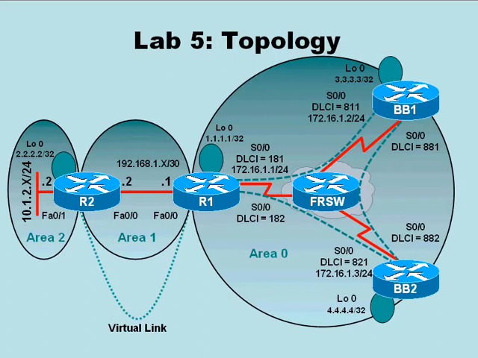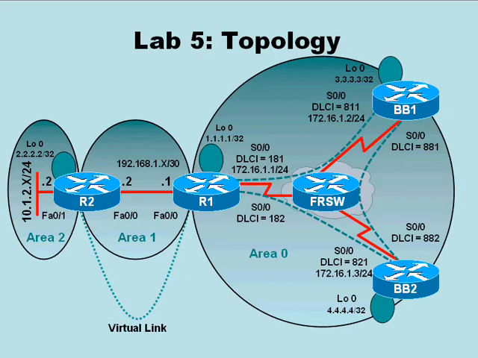Everybody is a member of the 172.16.1.0/24 IP address space. Previously, we had one network between R1 and BB1, and another network between R1 and BB2, and a third network between BB1 and BB2. Now all of these routers have their serial 0/0 interfaces as a member of the same subnet.